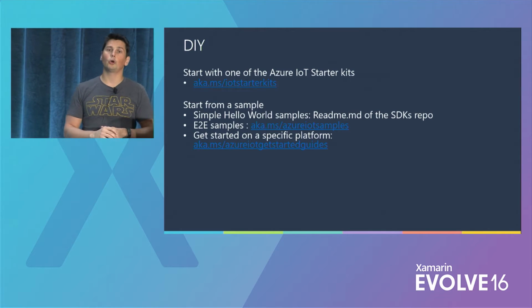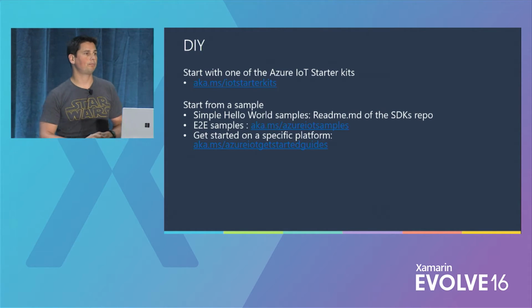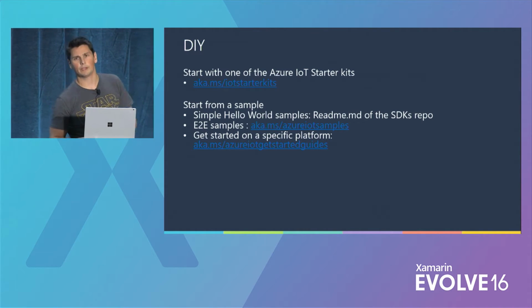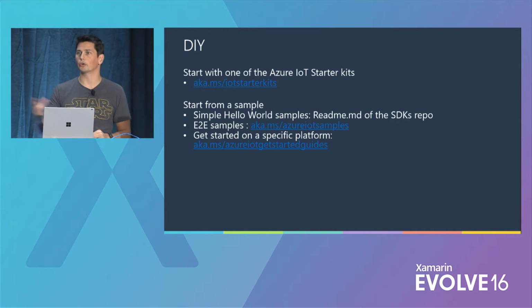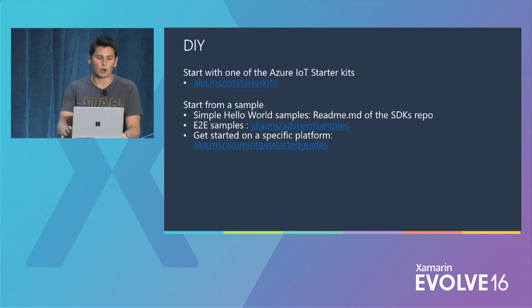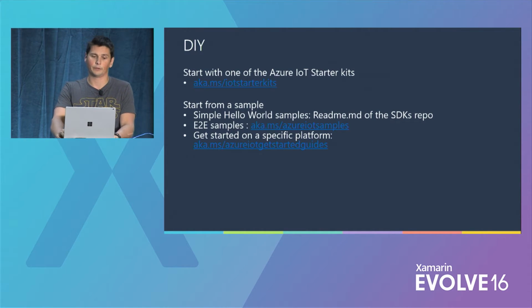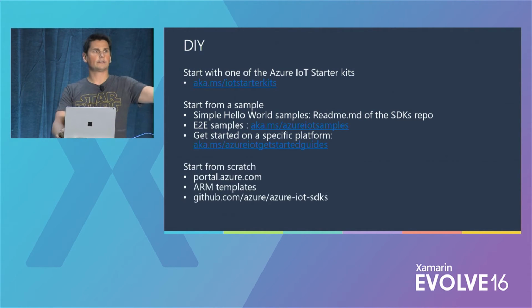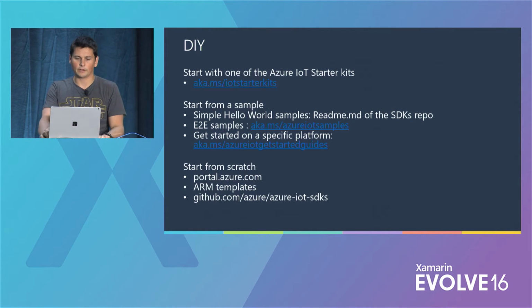We have also a bunch of certified platforms. We have something like 75 of them, just hardware platforms that have been certified to run with Azure IoT, which also are a very good starting point for you. I'll share the slides after, through the Evolve site and app, so you'll be able to get all these links.